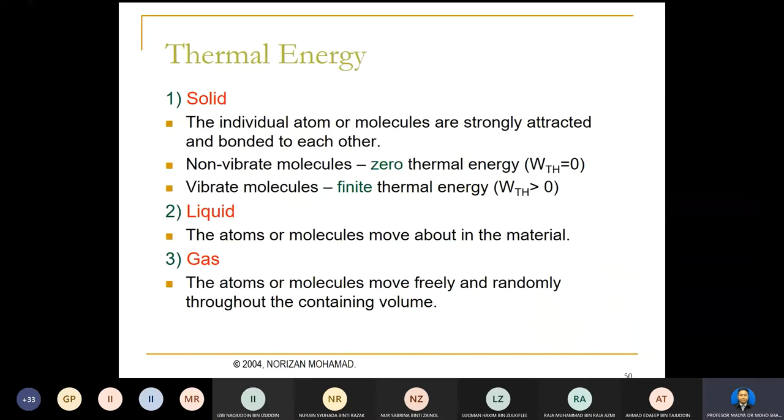So we go to thermal energy. We have three states of matter: solid, liquid and gas. For the solid, the individual atoms or molecules are strongly bound to each other. We have two types in the solid: non-vibrating molecules and vibrating molecules. If non-vibrating, there is zero thermal energy. But for vibrating molecules there is finite thermal energy, that means thermal energy greater than zero. For the liquid, the atoms or molecules move about in the material. And for the gas, the atoms or molecules move freely and randomly throughout the content volume.